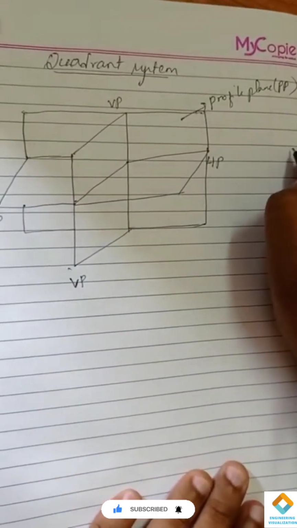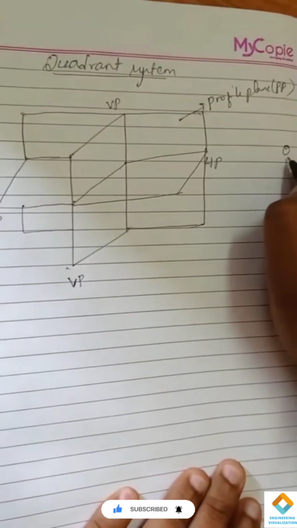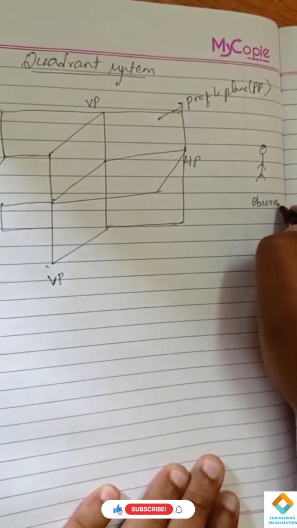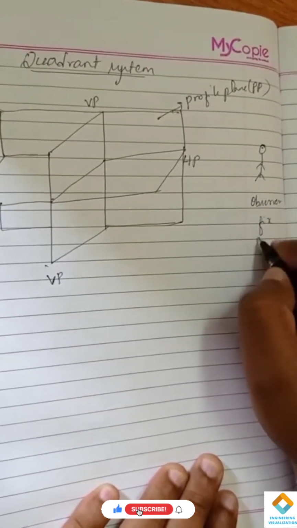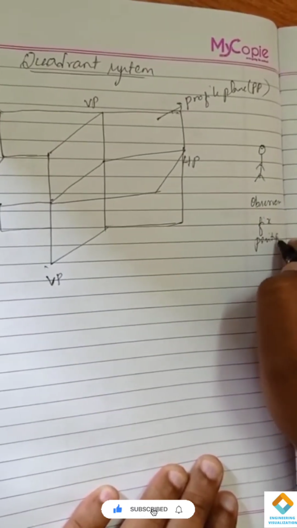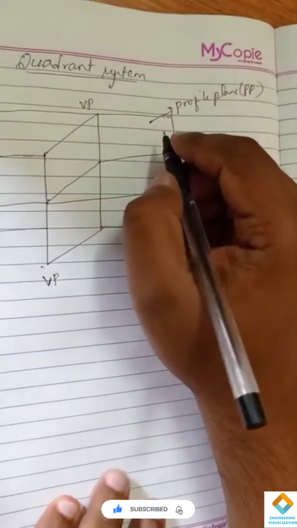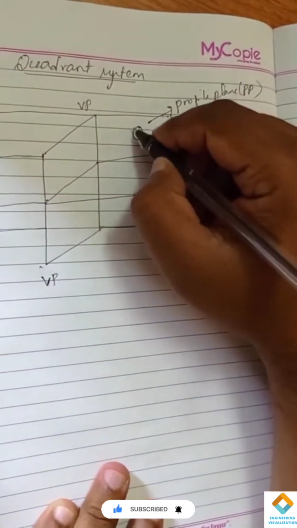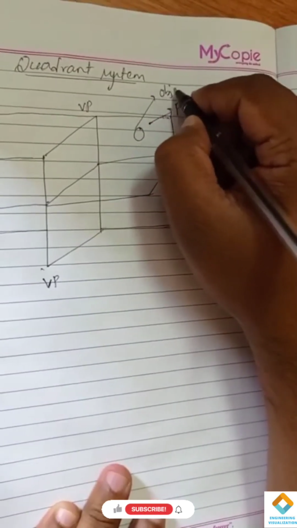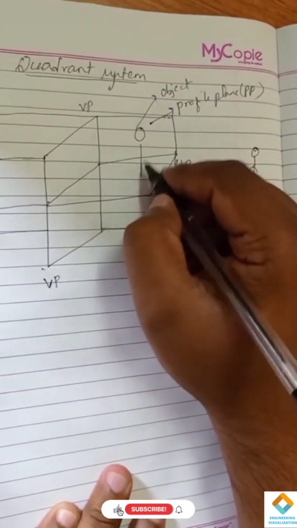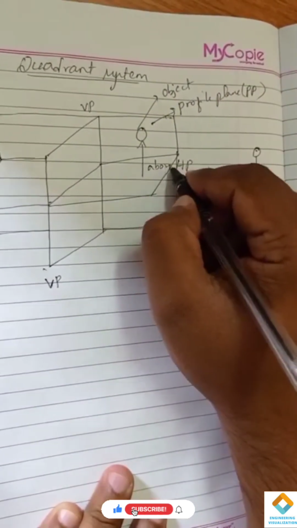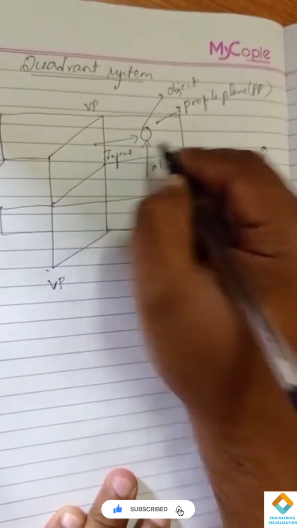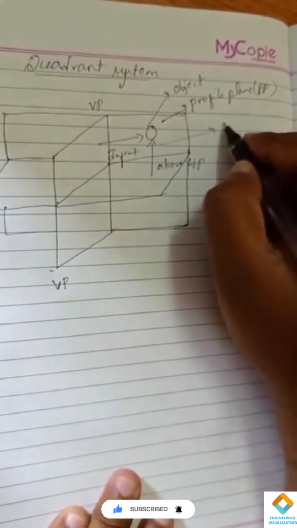So now we will define the quadrants. There will be an observer. Here the position of the observer will be fixed irrespective of the position of the object. Now we are going to define the quadrants by means of the position of the object. This is our object. So now we can define the first quadrant. The object is lying above the HP and in front of the VP. So that is our first quadrant.